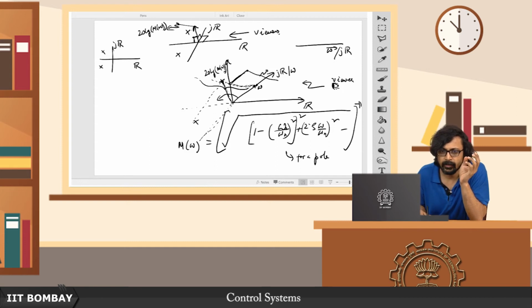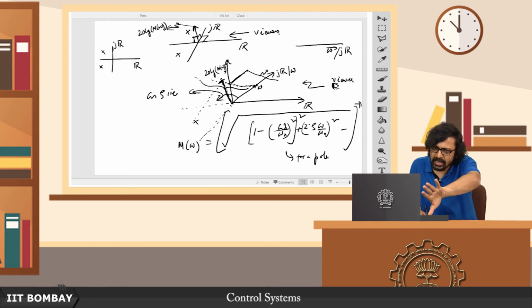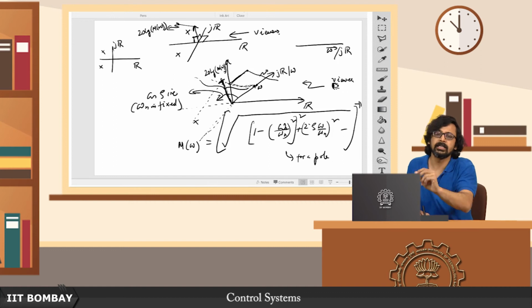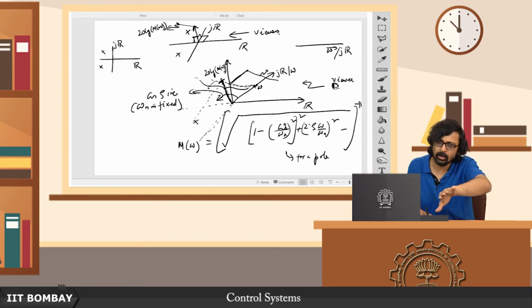So if you increase zeta, this line joining this complex pole to the origin here rotates in the counterclockwise direction as zeta increases. And as this line rotates in the counterclockwise direction, this line has a constant length because omega n is fixed. So as you keep increasing zeta, this line rotates in a counterclockwise direction in this fashion, and as it rotates, you see its distance from the imaginary axis increases.